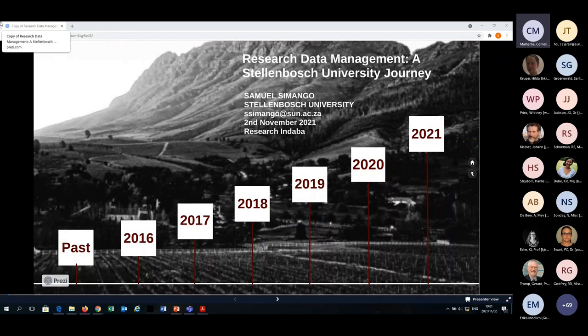All right. This second presentation of mine is actually going to be about research data management, at least Stellenbosch University's journey. And the focus in this regard is on the library's involvement with research data management over the past few years. Start off with the past.